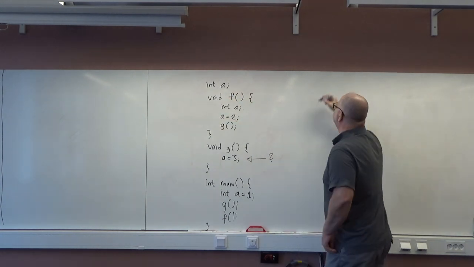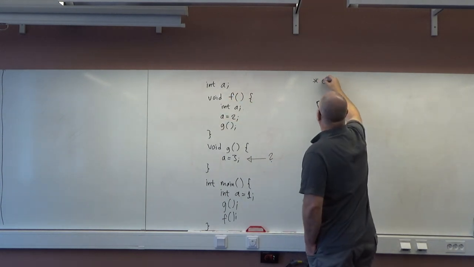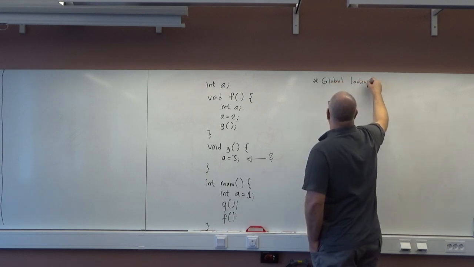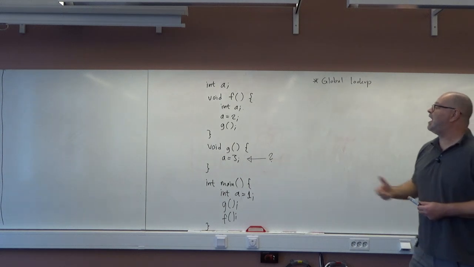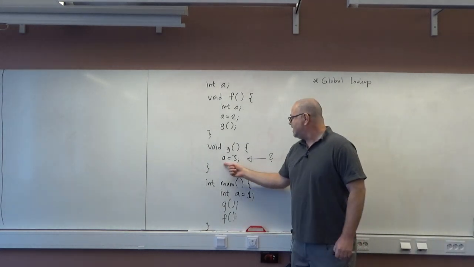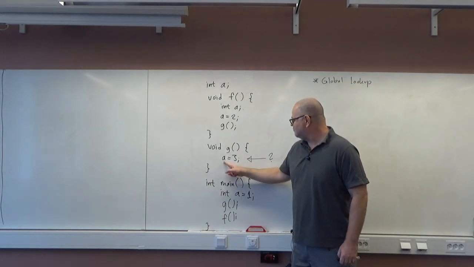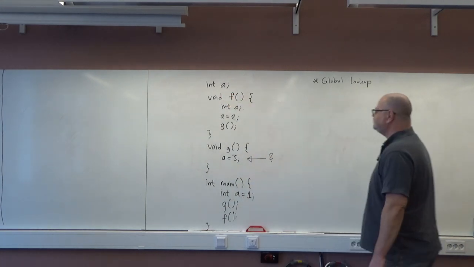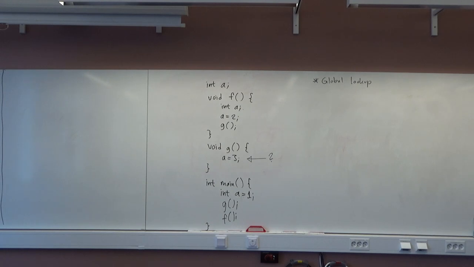So the easiest way is global lookup. I say global lookup because when the compiler compiles this code and decides which a I'm going to set to 3, it finds this global one. But you can do it in a more complicated way.